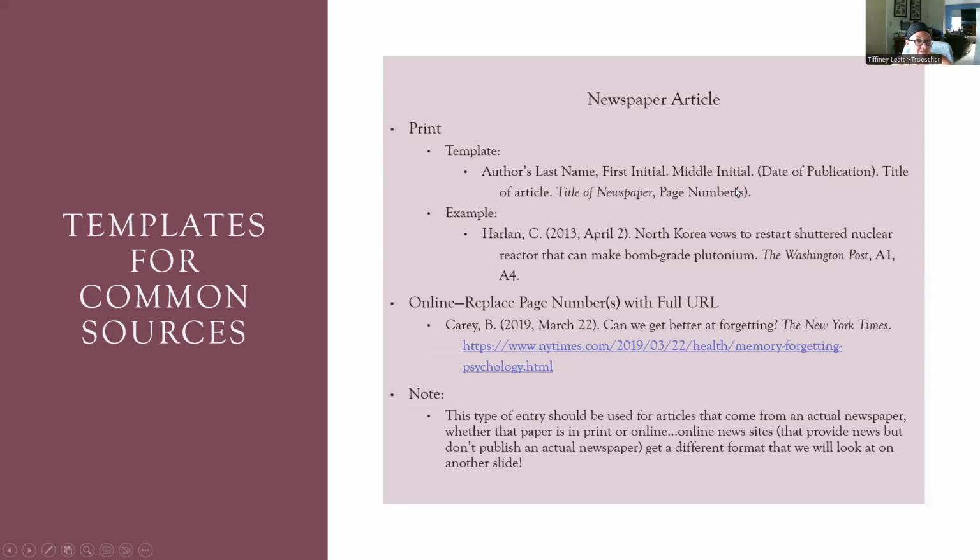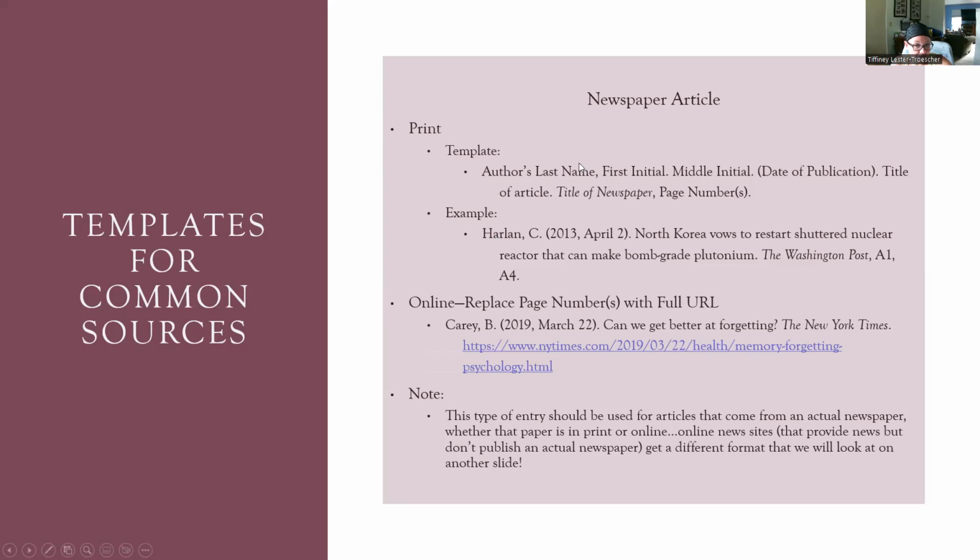So the biggest difference between a journal article and a newspaper article is two. One, a newspaper isn't really going to have volume and issue numbers like a journal would. Second, a newspaper probably won't have a digital object identifier either. If you're reading a newspaper article online, you're just going to use the full URL. Okay. But here's our example, just to show you.